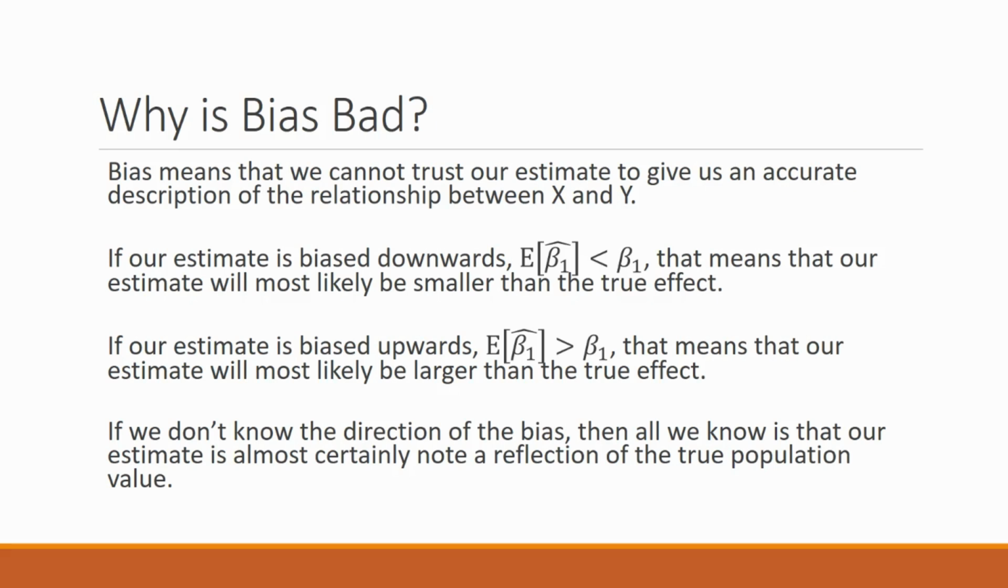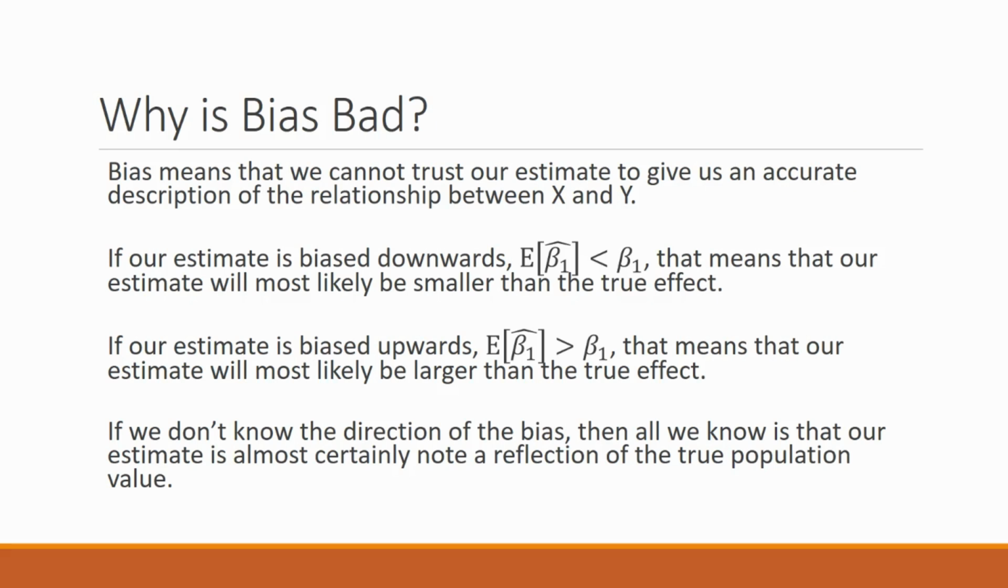Our bias can be upwards or it can be downwards. If our estimate is biased downwards, then the expected value of beta 1 hat is less than the true population beta 1. That means that our estimate will most likely be smaller than the true effect or the true relationship. Or our estimate could be upward biased. That would be where the expected value of beta 1 hat is greater than the true beta 1. That means that our estimate will most likely be larger than the true effect or the true relationship.